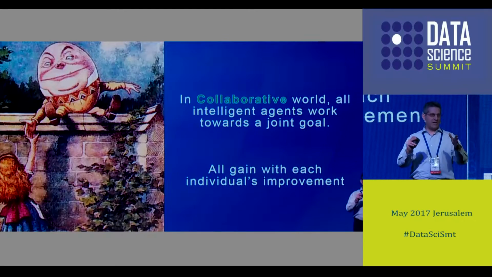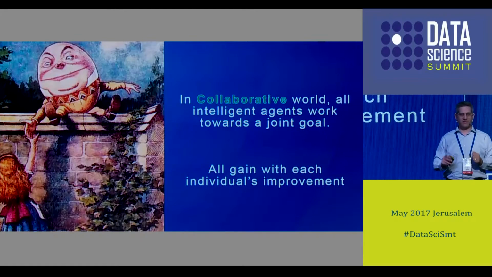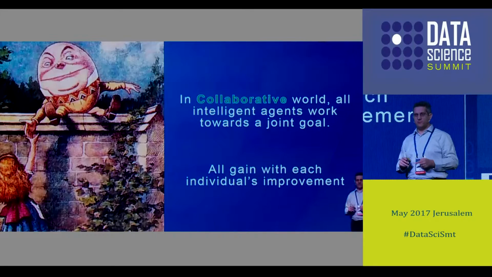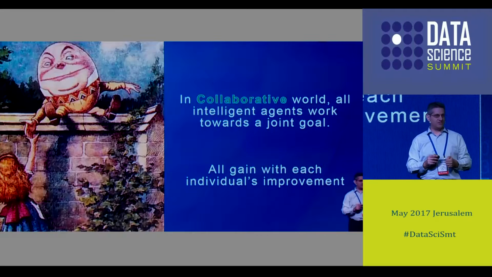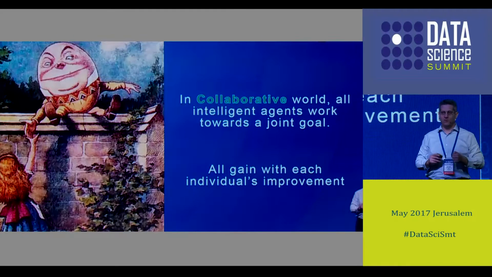For example, if we take the case of self-driving cars, if they share information, if they give each other the right of way, and if they keep the right distance, while one will improve, the performance of all of them will improve together.